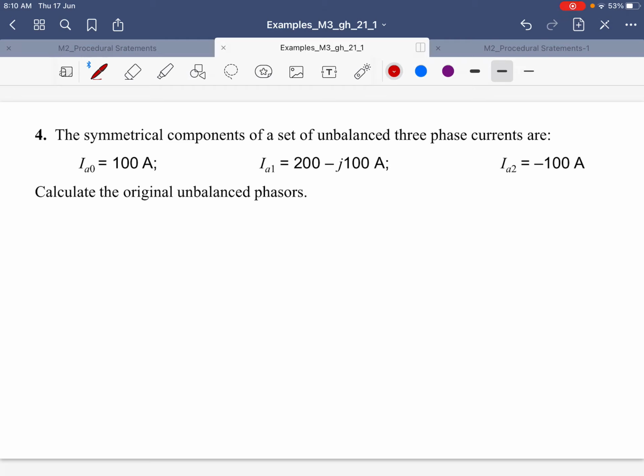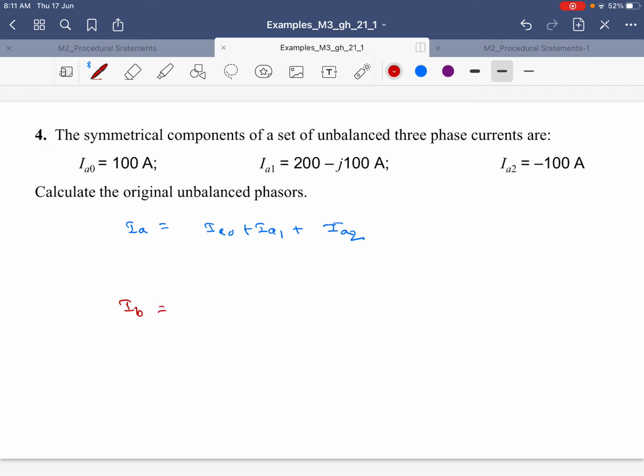In the previous two numericals, we have seen that an unbalanced phasor results in symmetrical components. Here the symmetrical components are given, and you have to calculate the value of the unbalanced phasors. The formula we use is, first note down, IA equals IA naught plus IA1 plus IA2. That is the expression for IA.